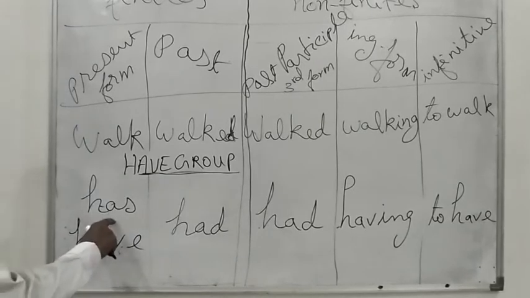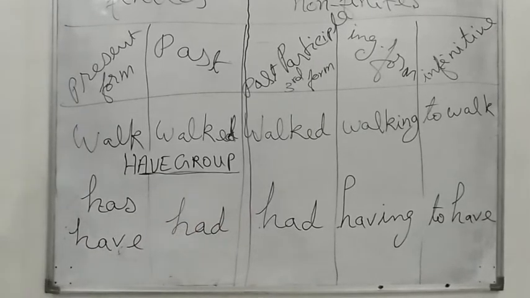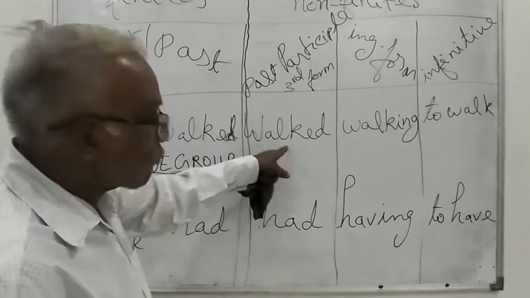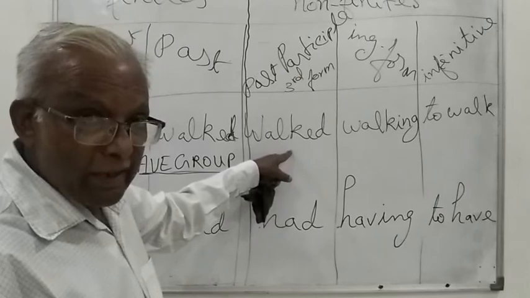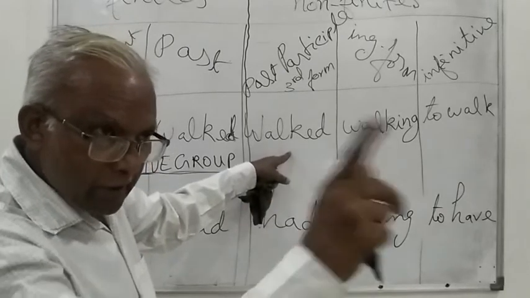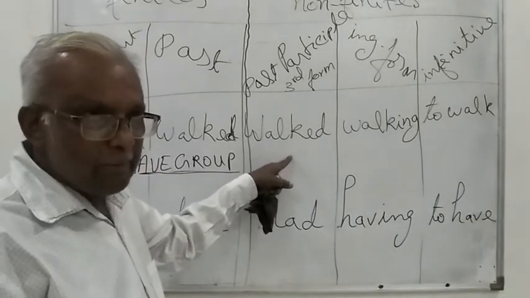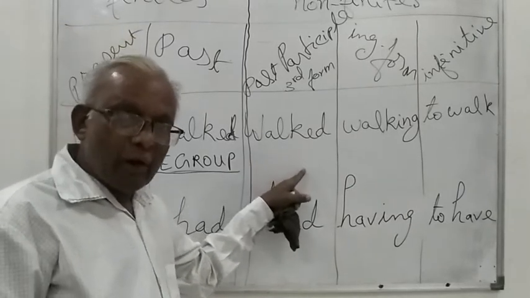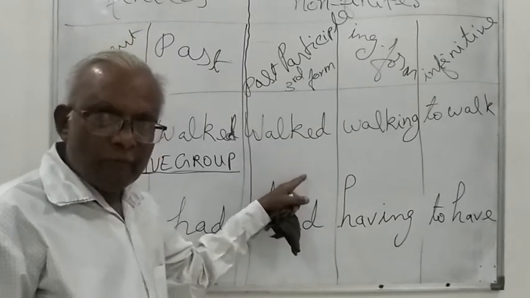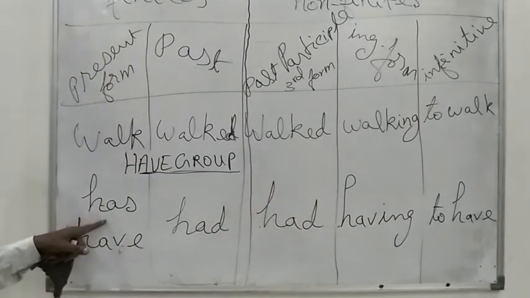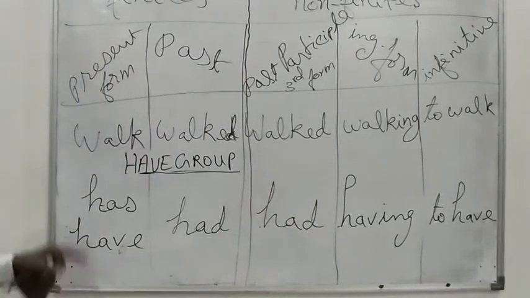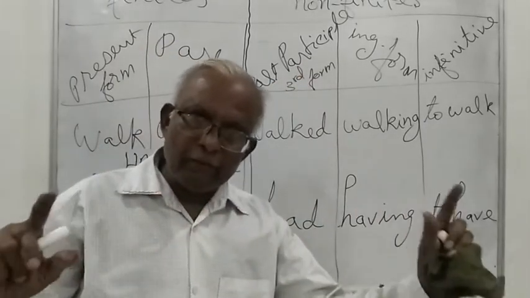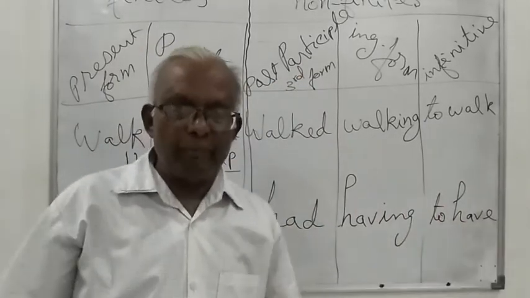And how are they used? For example, when I say she has walked a mile, I am using a perfect tense. I cannot make a perfect tense without this. So it is helping to make a past participle into a complete verb. She has walked a mile.